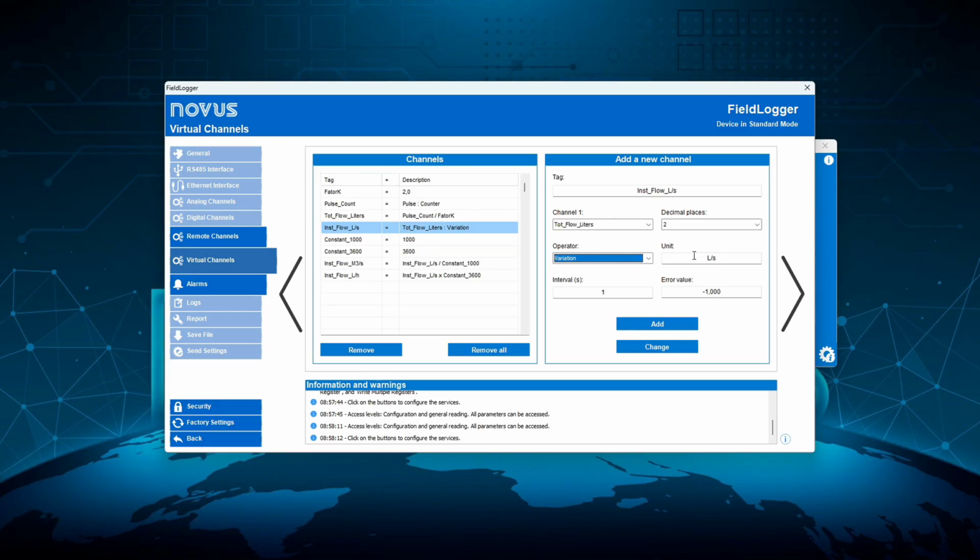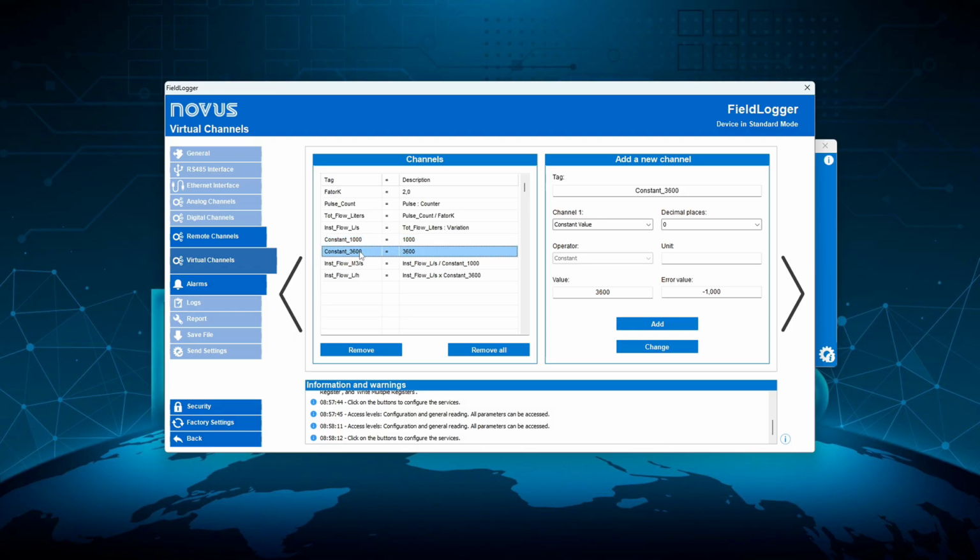With these channels, it is already possible to obtain the totalized flow in liters and the instantaneous flow in liters per second. If it is desired to display the flow rate in other units, it will be necessary to create additional virtual channels. In my case, I would also like to obtain the instantaneous flow in cubic meters per second and in liters per hour. For this, I created 2 constants, one constant of 1,000 and another of 3,600.